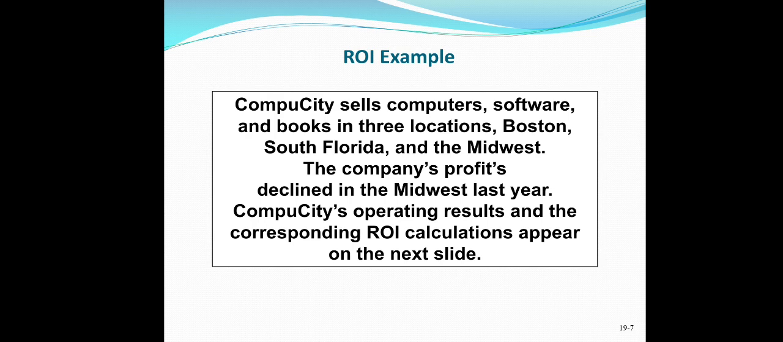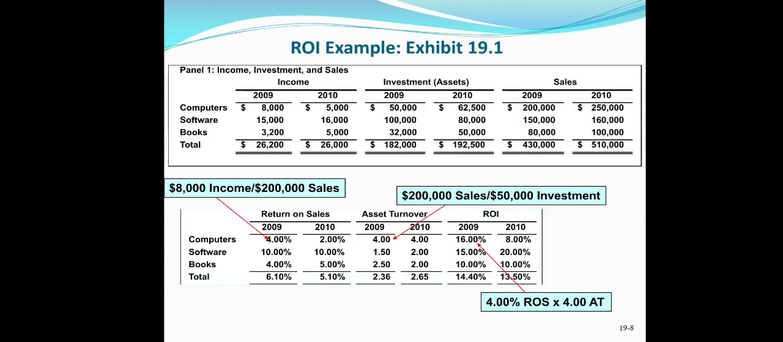Okay, this is an ROI example. CompuCity sells computers, software and books in three locations: Boston, South Florida and Midwest. The company's profits declined in the Midwest last year. CompuCity operating results and the corresponding ROI calculations appear on the next slide. Okay, see here. There are three locations or segments. We look at the table at the bottom of this slide.